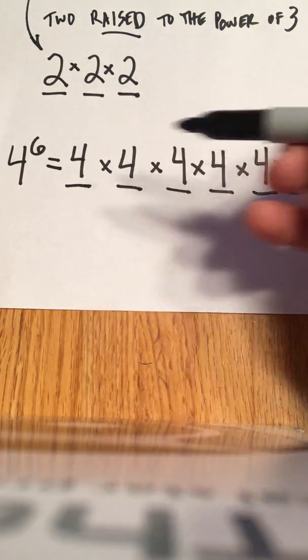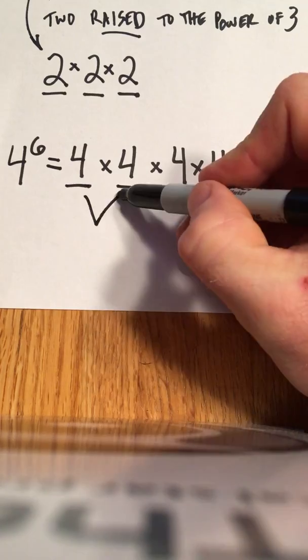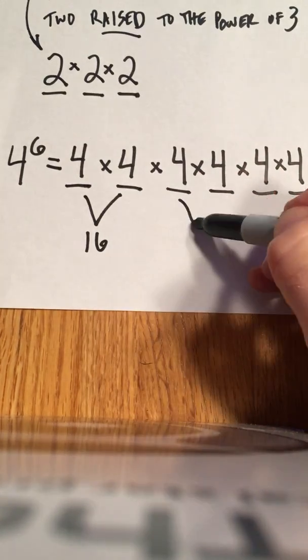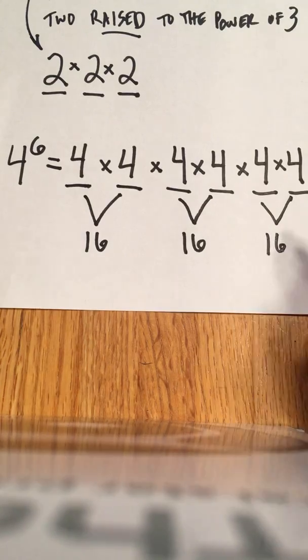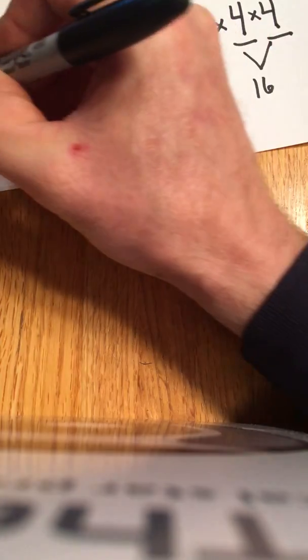So 4, and if you want to solve that, 4 times 4 is 16. 4 times 4 is 16. 4 times 4 is 16. So this is going to quickly be a pretty large answer. We're going to now have to multiply 16 times 16.